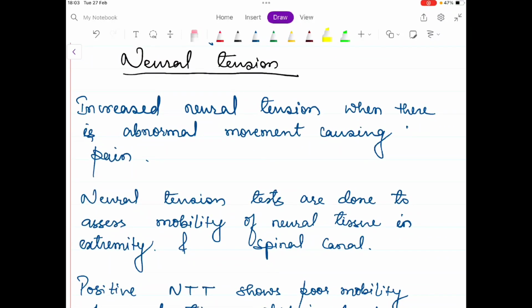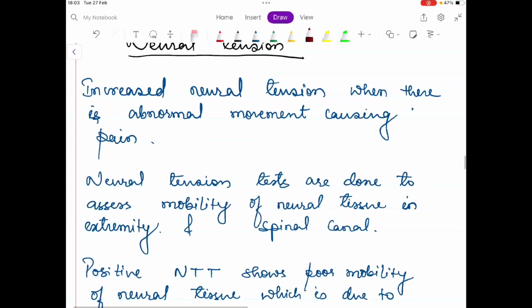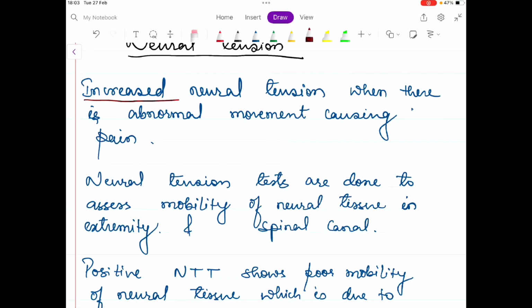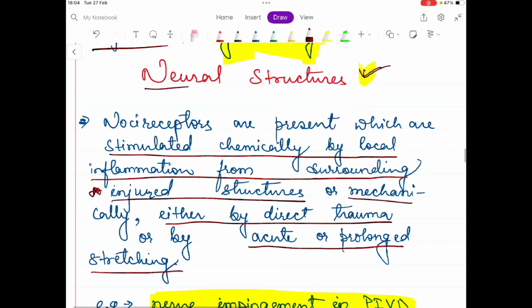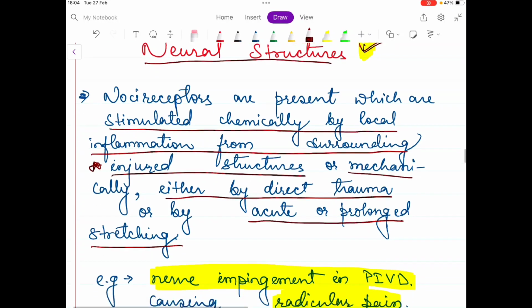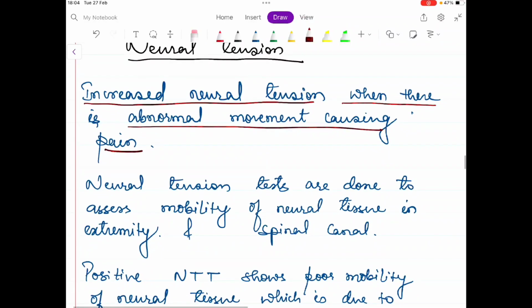Now let's talk about neural tension, which comes under the neural structures. There is increased neural tension when there is abnormal movement causing pain. Whenever there is damage in the neural structure, the neural tension will increase. The tension in the neural structures will be increased due to abnormal movement, and that will cause pain.